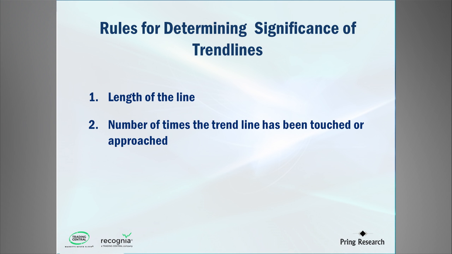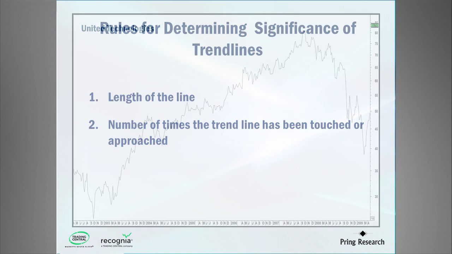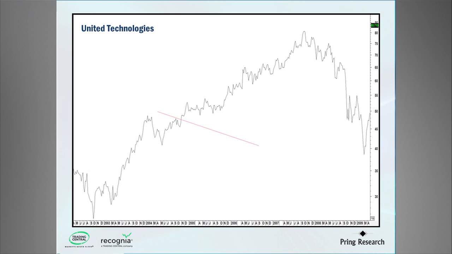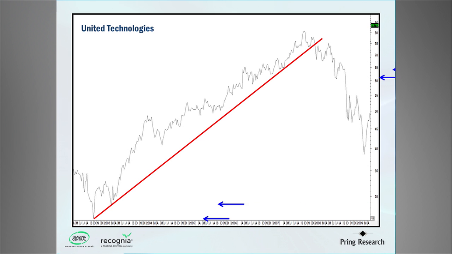Just remember that a close encounter to the line or an approach is almost as important as an actual touching, because it still reflects the line's importance as a support or resistance area. Here we see a nice line for United Technologies. That's because it's quite long and has been touched or approached on numerous occasions. Don't forget that if a line gains significance from the fact that it's been touched or approached on numerous occasions, the extended line will become equally as important, but from a reverse point of view.